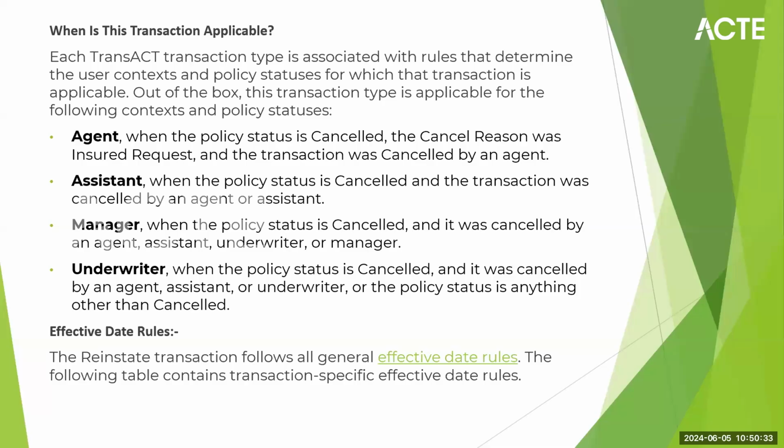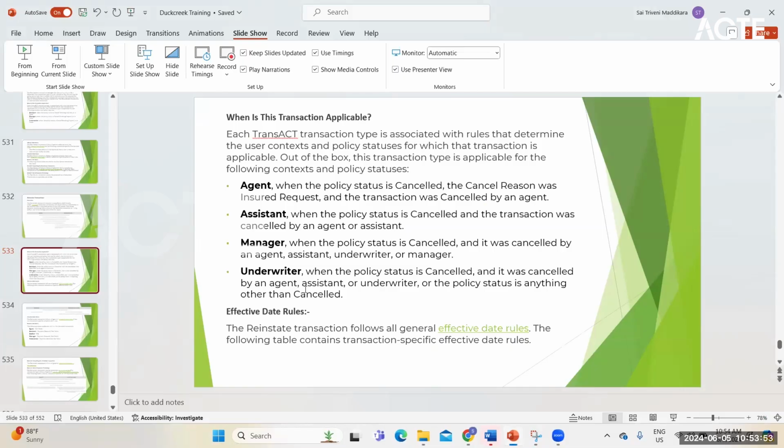When the user has logged in as a manager, the policy status should be cancelled, and it should be cancelled by an agent, assistant, underwriter, or manager. Then only will this transaction be applicable. Underwriter: when the user has logged in as an underwriter, the policy status should be cancelled, and it should be cancelled by an agent, assistant, or underwriter, and the policy is anything other than cancelled. Okay, the policy status can be anything other than cancelled. Effective date rule.